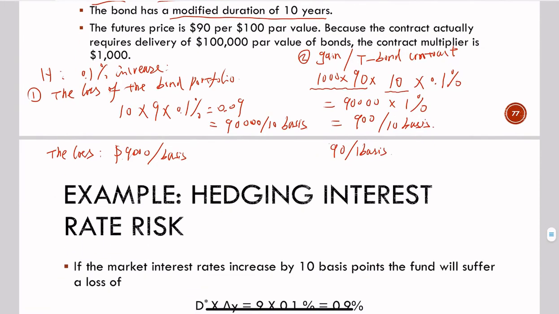And then you can calculate the hedge ratio here. So the hedge ratio would be the change in your bond portfolio divided by the change in your futures contract. So it's 100 contracts.